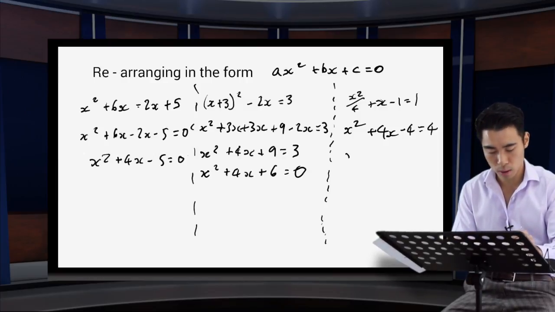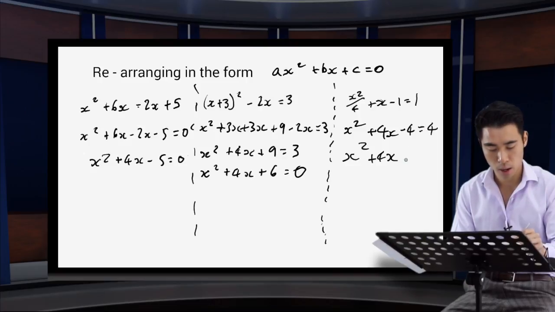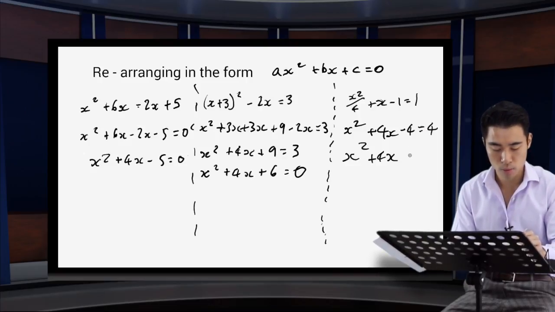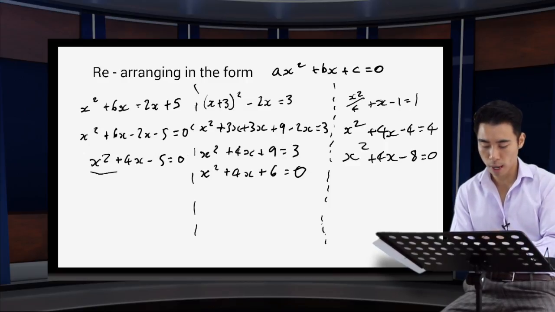So now, all I'm going to do, plus 4x, going to move this term over to the left-hand side, subtract 4 from both sides, so I'm left with that, minus 8 equal to 0. And look at what we're left with.